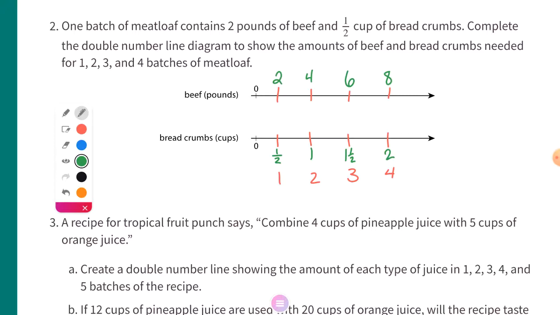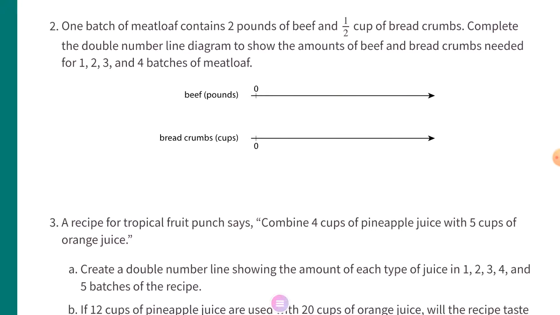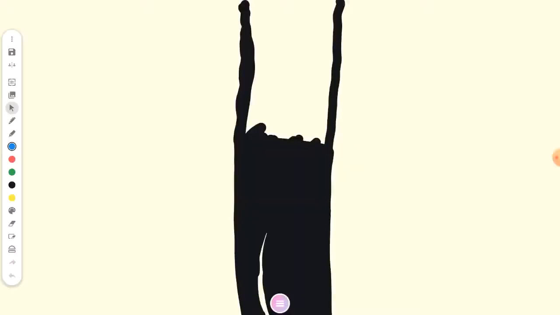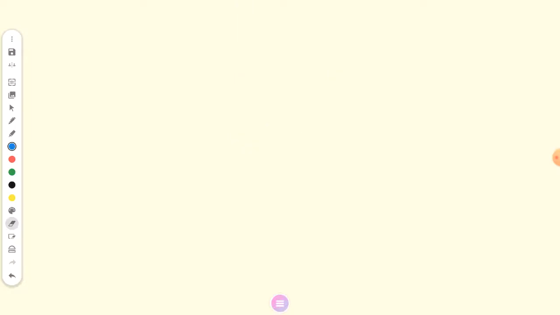Okay, number 3. A recipe for tropical fruit punch says combine 4 cups of pineapple juice with 5 cups of orange juice. Create a double number line showing the amount of each type of juice in 1, 2, 3, 4, and 5 batches of the recipe. For this one, I'm going to do it on the whiteboard because we're going to have to add to it in just a second.